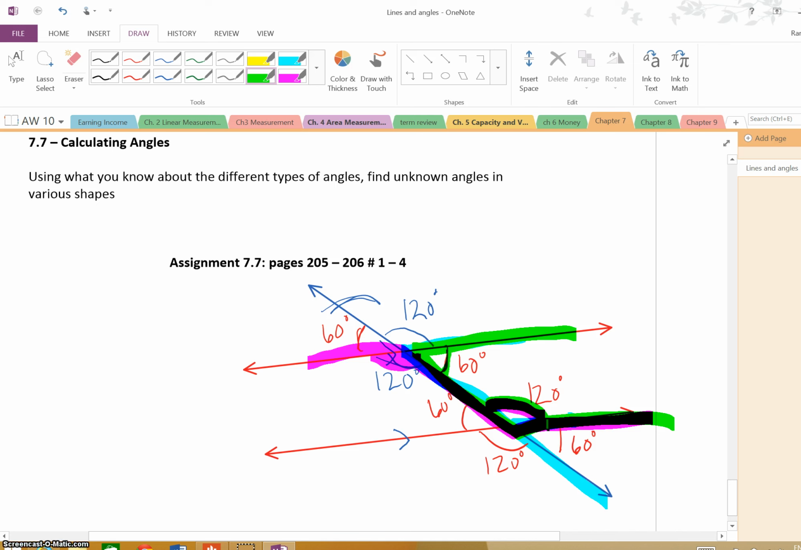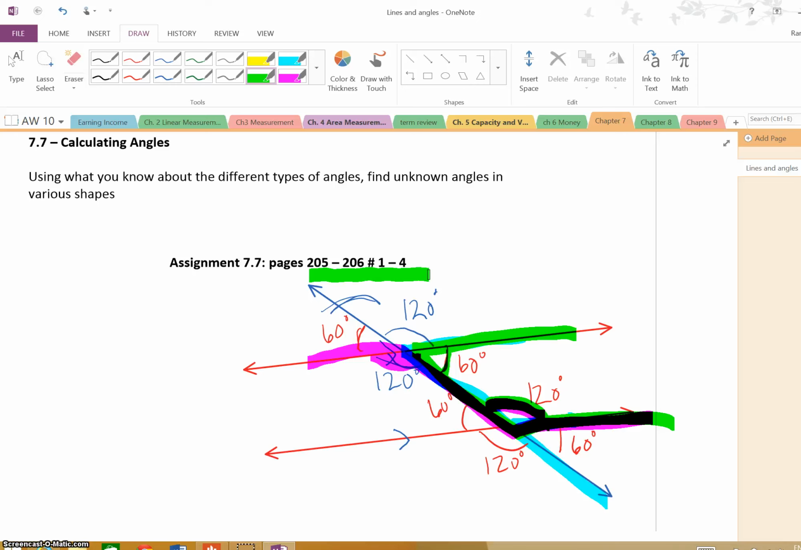Okay? So taking that info that you know, I want you to turn your textbooks to page 205, 206, and do numbers 1 to 4, and try to solve the different angles, and try using a variety of different strategies to figure out the angles, and then use the different ones to make sure that you've got them correct, just like I did here. Okay?